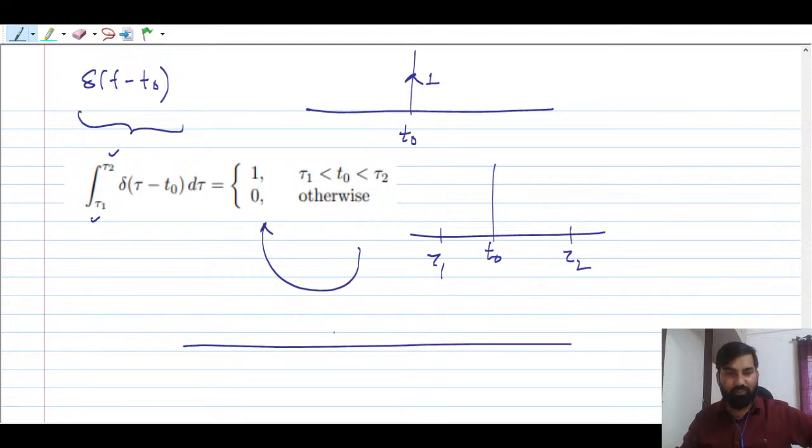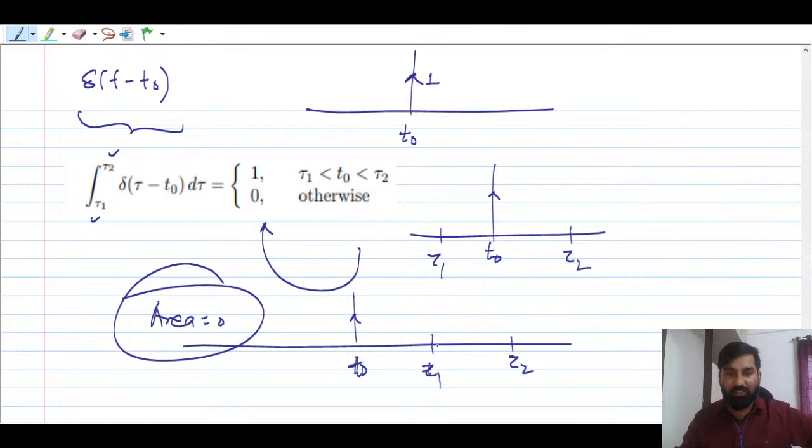Suppose your t naught is here. Your impulse is standing at t naught here, but the limits of integration are tau 1 and tau 2 here. Then the area is going to be 0. Why is the area going to be 0? Because this limit of integration is not enclosing this impulse. This is also very important to keep in mind. These are the concepts that you have to always remember.